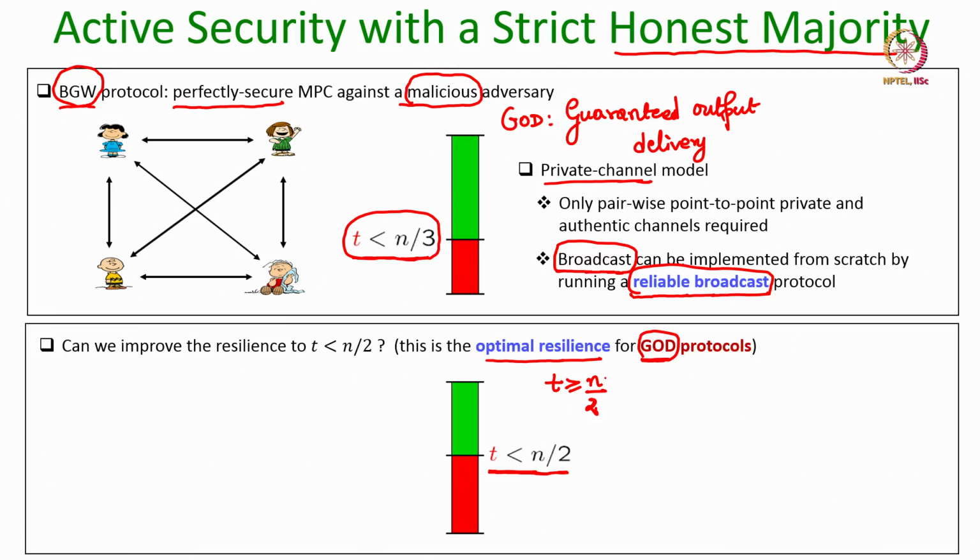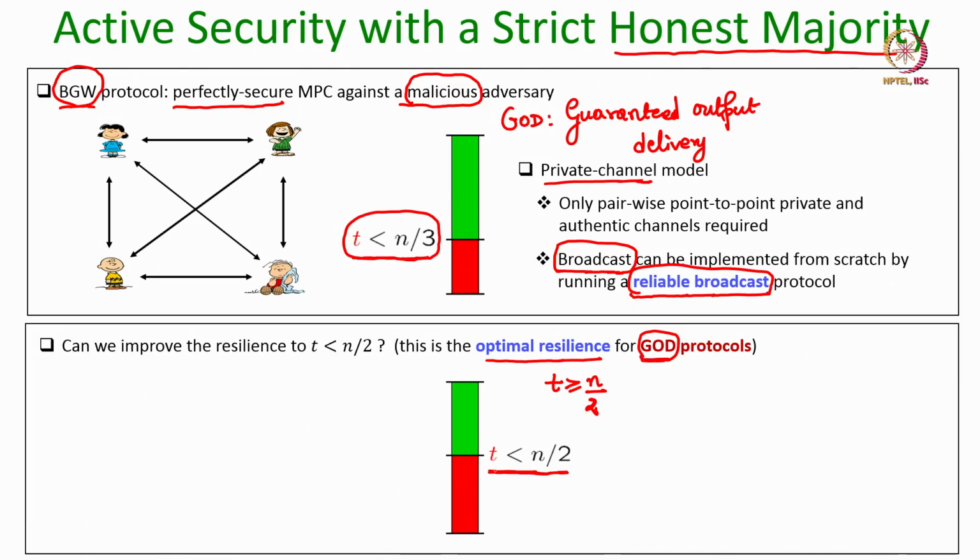Intuitively this follows from the fact that if exactly 50% of the participants are corrupt, then half of the participants are honest and half are corrupt, and at the end of the protocol the corrupt parties might behave as if they are participating with some different set of inputs, corresponding to which the function output could be something else compared to the 50% honest participants in the system. It is only when t is less than n over 2, that is, the number of honest parties is at least one more than the number of corrupt parties, that you can hope to achieve the GOD property.